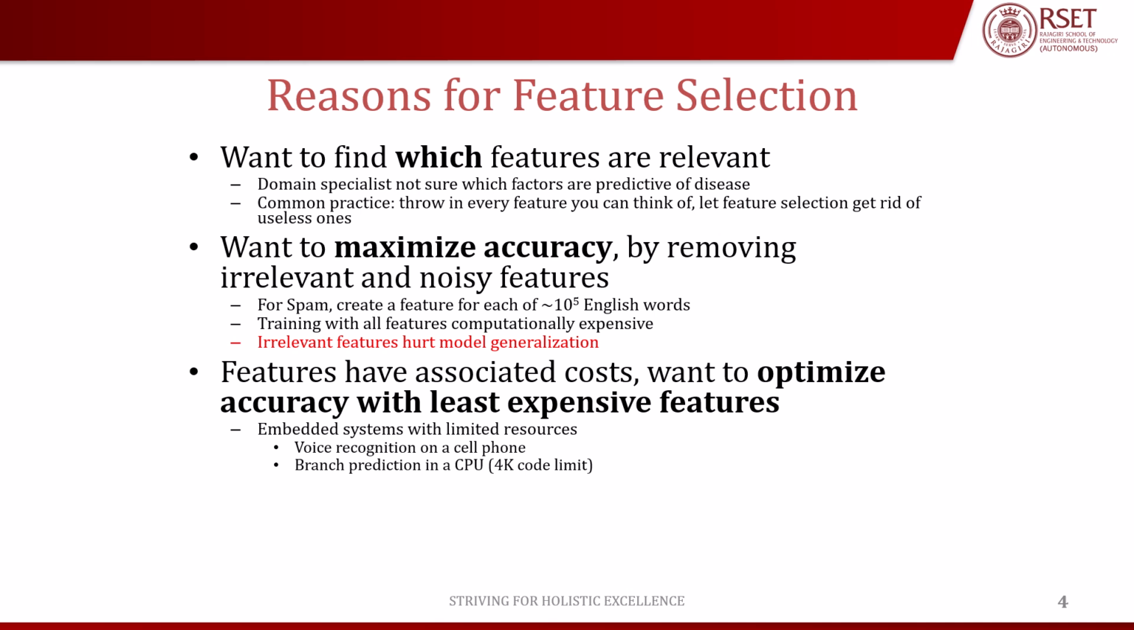And then there are the costs associated with each of the features. So we need to minimize the cost that is required for setting up all these features. There may be some features that have the least effect on the accuracy of the model, but may be expensive. So we try to optimize accuracy with the least expensive features. So these are some of the reasons why we go for feature selection.